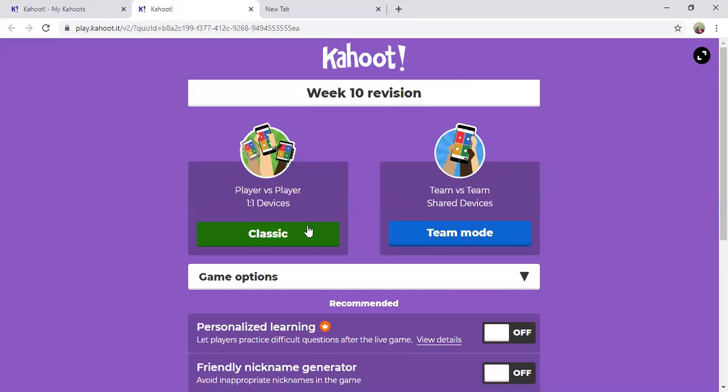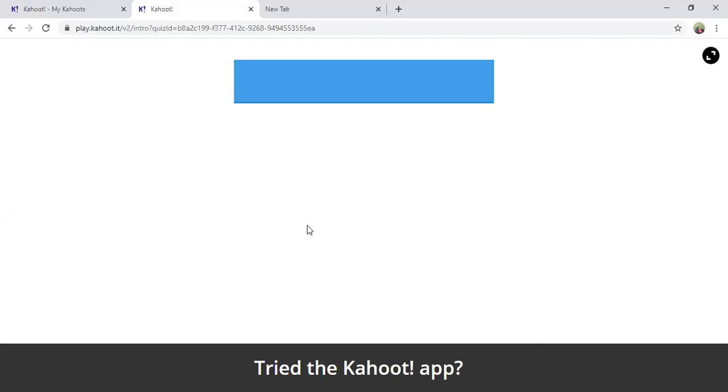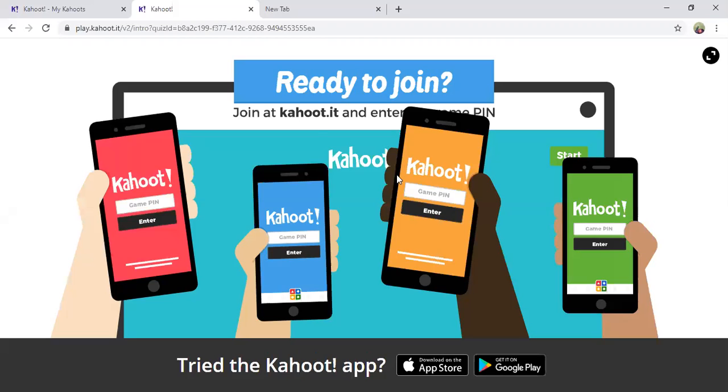Okay, and then I'm gonna press this button here and we're gonna play, right? So there is a game pin that is going to appear on screen. Let's just give it a few seconds rather. Then it should appear now.